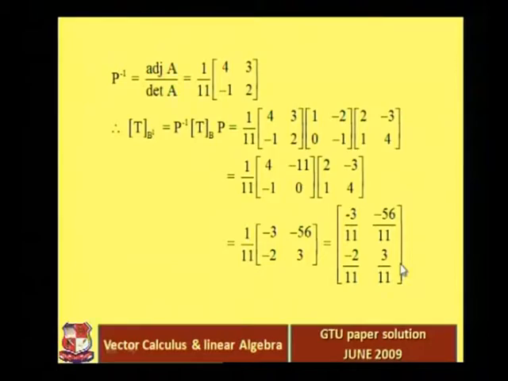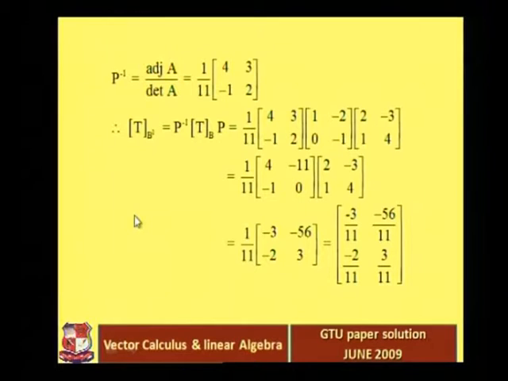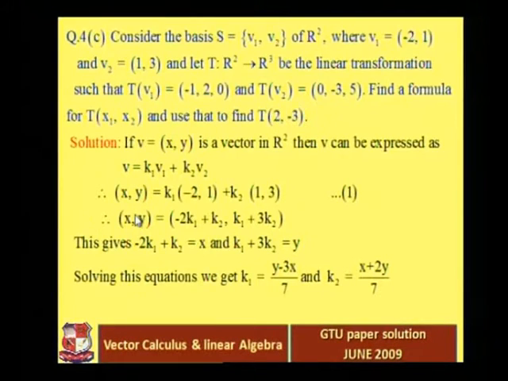Okay, so next example. This is question 4C. Consider the basis S equal to {V1, V2} of R2, where V1 is equal to (-2, 1), V2 is equal to (1, 3), and T from R2 to R3 is a linear transformation such that T of V1 is equal to (-1, 2, 0) and T of V2 is equal to (0, -3, 5). Find the formula for T of (x1, x2) and use that to find T of (2, -3).